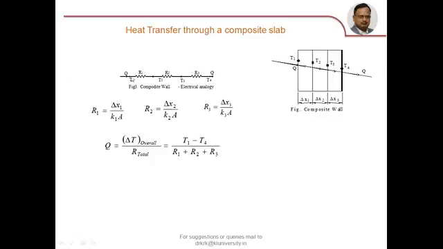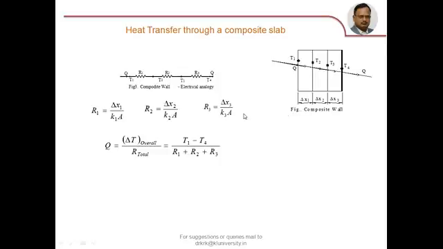So now Q, we know T1 and we know T4. So you can write the equation Q equal to T1 minus T4, between these two terminals, divided by resistance. The resistance is R1 plus R2 plus R3. We know T1, we know T4. You have calculated R1, R2, R3. Therefore, you can determine the rate of heat transfer through a composite wall.